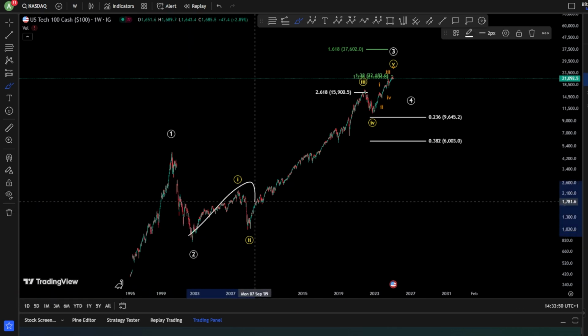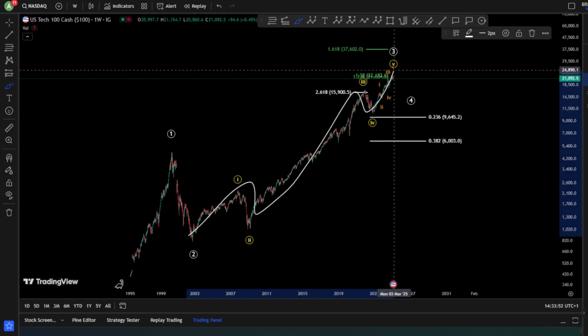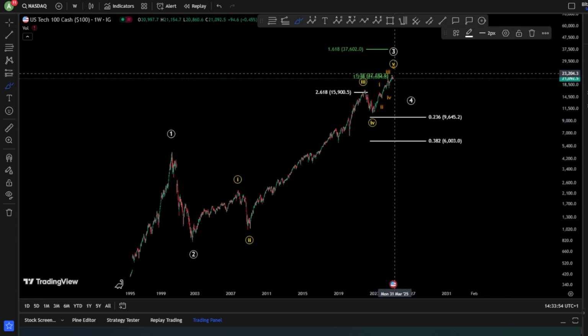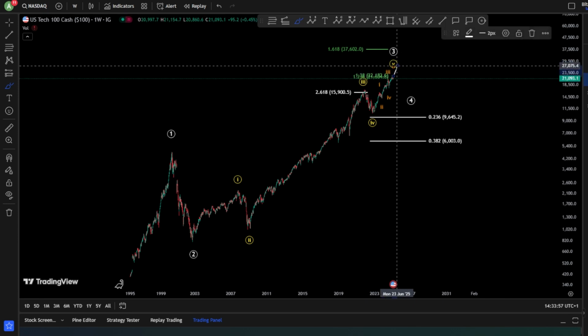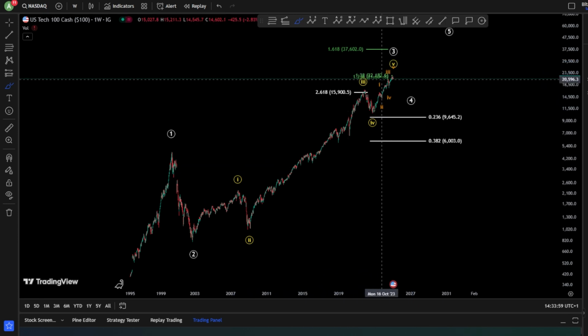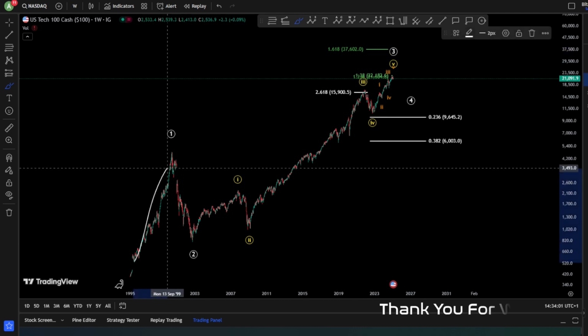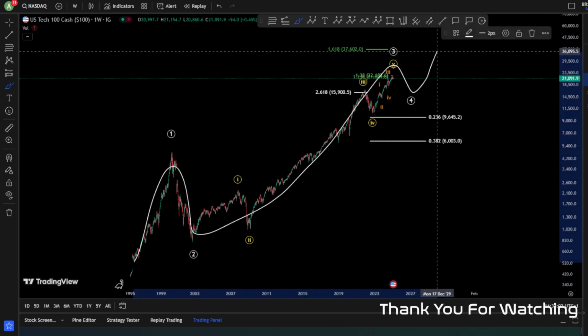Very quick overview. We have of course a 1, 2, 3, 4, 5 in the yellow count. We are looking to finish this wave 5, probably not finished yet. One more leg is possible. And finishing with it a wave 3 for the white count, 1, 2, 3, 4 and a 5.